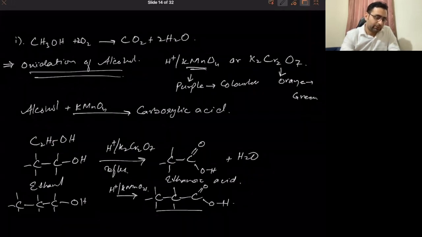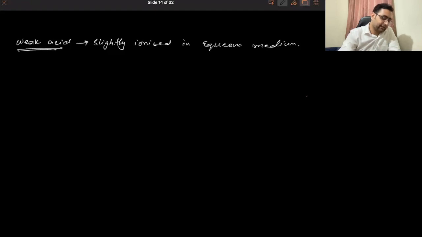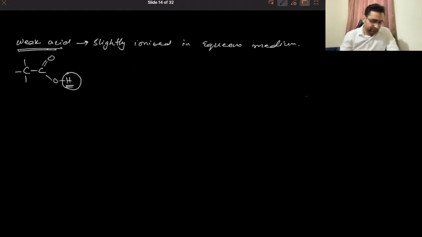Now, chemical properties of carboxylic acid. Carboxylic acid is a weak acid. And a weak acid is an acid which is slightly or partially ionized in aqueous medium. So what is a weak acid? It is slightly ionized, and carboxylic acid is a weak acid. So this is a hydrogen which is behaving like an acid. This is H, which is behaving like an acid.